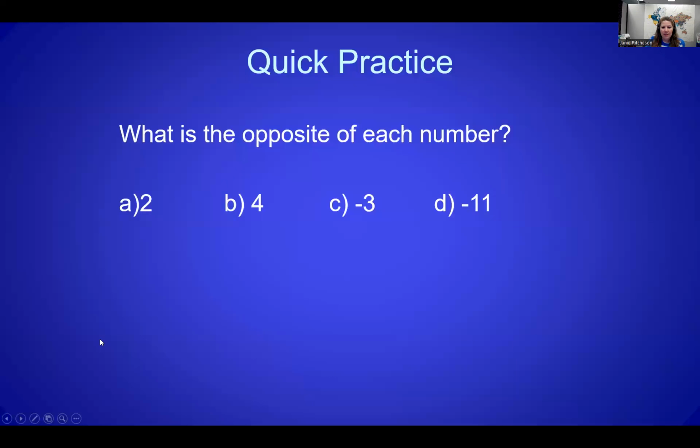So what is the opposite of each of these numbers? What is the opposite of 2? Negative 2. What is the opposite of 4? Negative 4. What is the opposite of negative 3? Positive 3. And what is the opposite of negative 11? Positive 11. Those are opposite numbers, also called additive inverses.